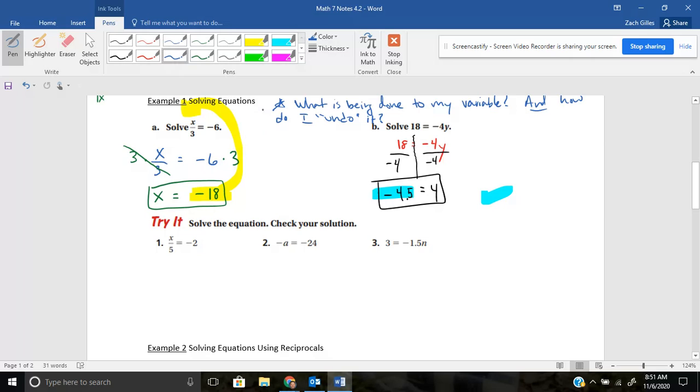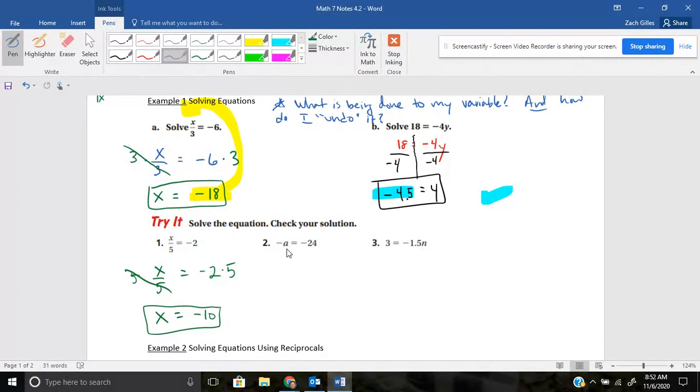Alrighty, for number 1, x is being divided by 5. So to undo that, I would multiply by 5 on both sides of my equation. Multiplying by 5 and dividing by 5 are inverse operations. I will get 1x equals, now all I need to do is negative 2 times 5, which would give me negative 10. Okay. Double check that. Is negative 10 divided by 5 negative 2? Yes, it is.